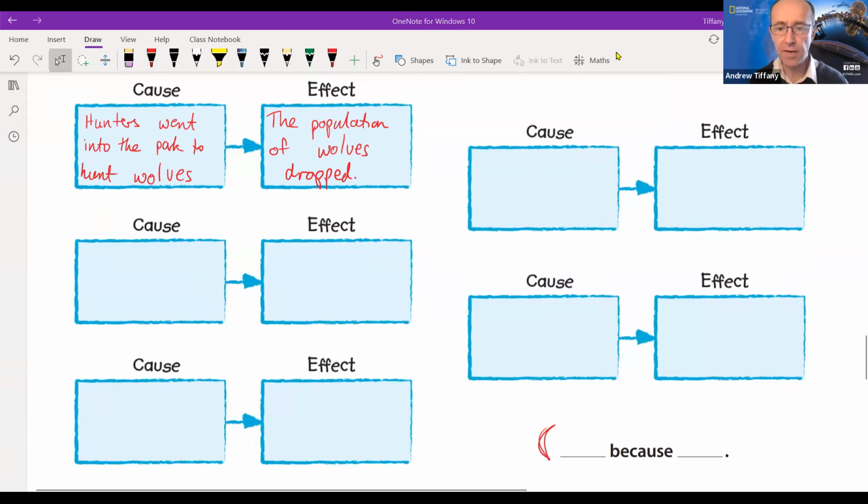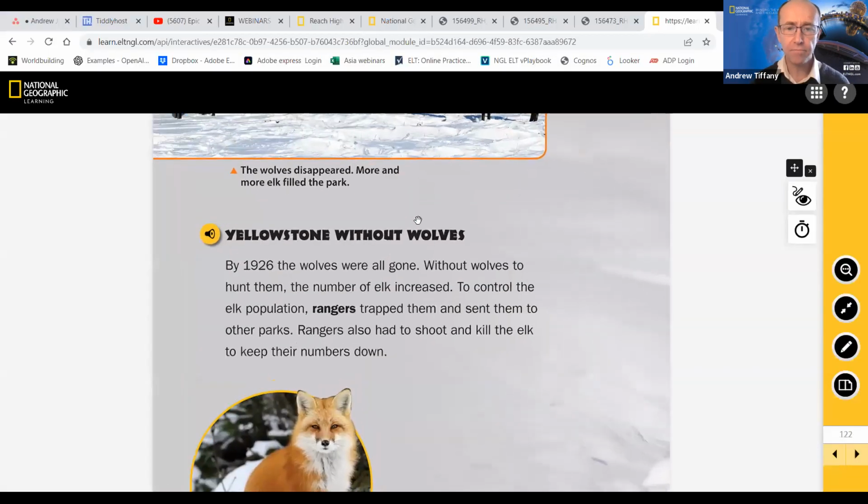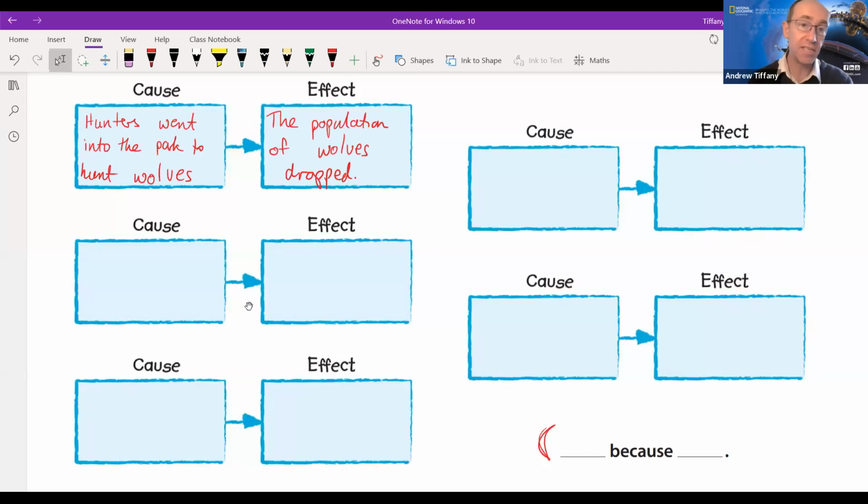Let's see if we can find another one on the next page. So what have we got here? Yellowstone without wolves. By 1926, the wolves were all gone. Without wolves to hunt them, the number of elk increased. To control the elk population, rangers trapped them and sent them to other parks. Rangers also had to shoot and kill the elk to keep their numbers down. So from this one, what's a cause and effect we can do? Now we're just getting lots of practice at doing cause and effect because this is the way the students really understand it, right? So what cause can we put in here? I'll go back to the text for a moment so you can see it. There it is.